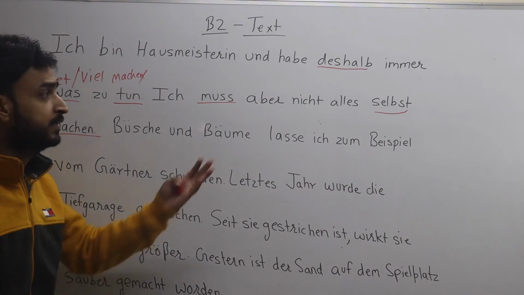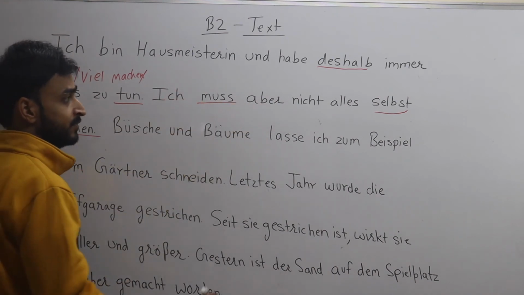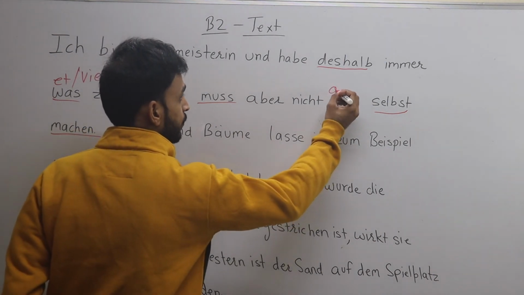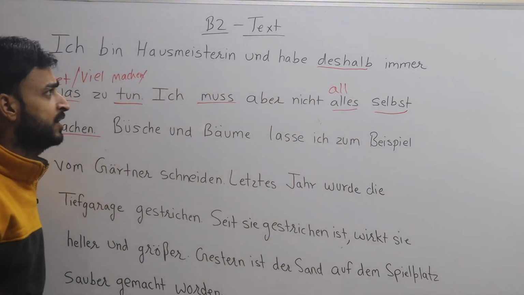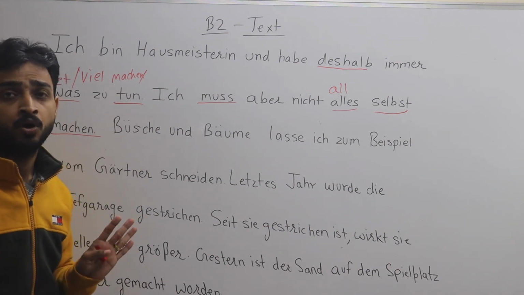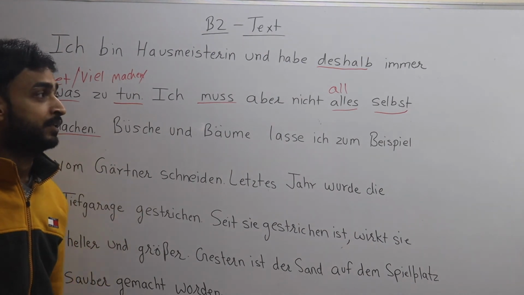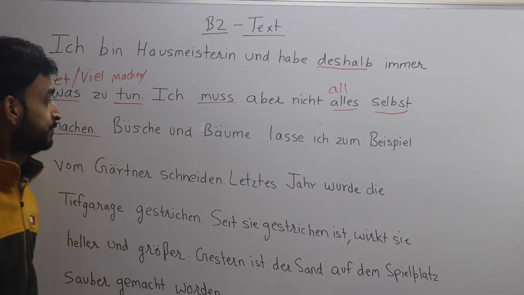So how do we translate? But I don't have to do all myself. Alles, all. Okay. It means I am a Hausmeister and I have, that's why, a lot of work to do, but I don't do all myself. I don't do it alone. Let's see what happens.